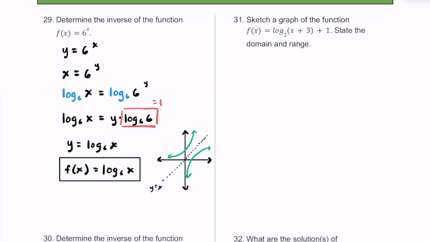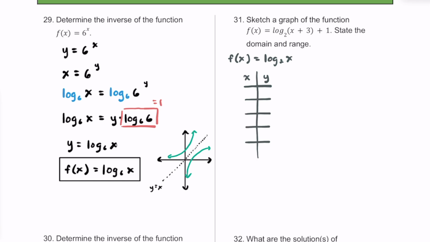Here it says sketch a graph of the function f of x is equal to log base 2 of x plus 3 plus 1. We're also going to state the domain and range. All right, so first of all, I think it's going to be good to just look at what the parent function would look like here. So f of x is going to be equal to log base 2 of x. That would be the parent function. So we can go ahead and put a table together here so we can see what the values would look like and see what the graph would look like.